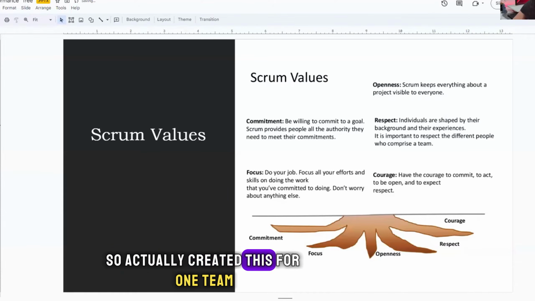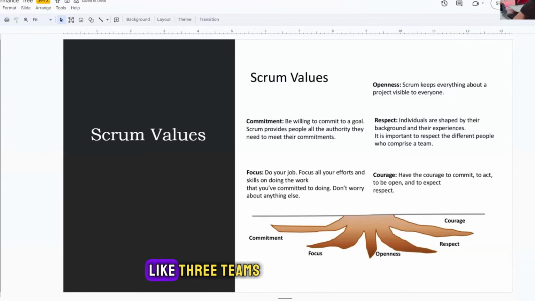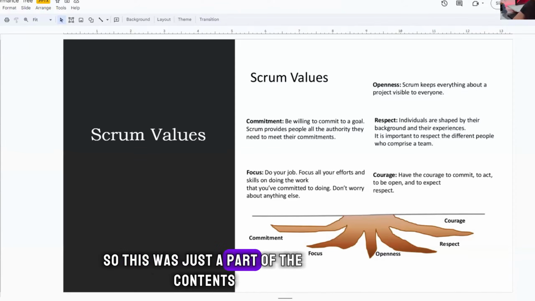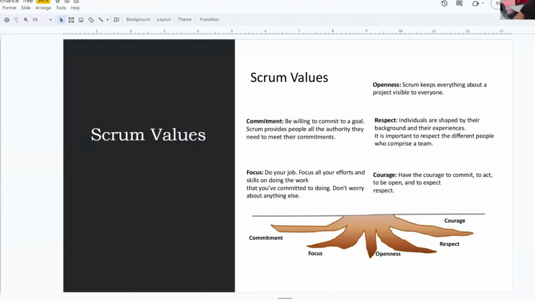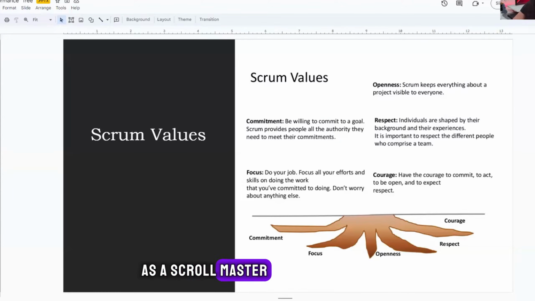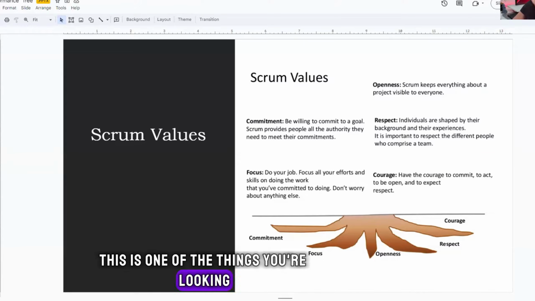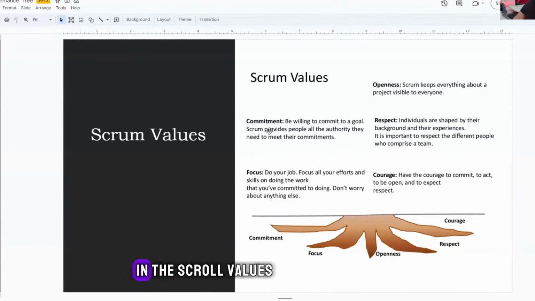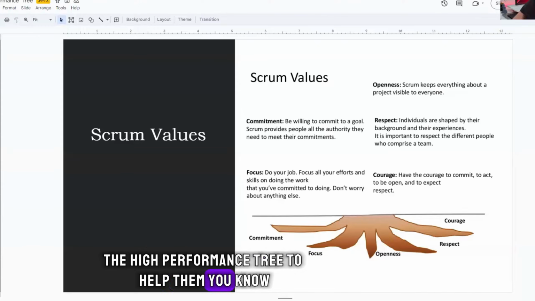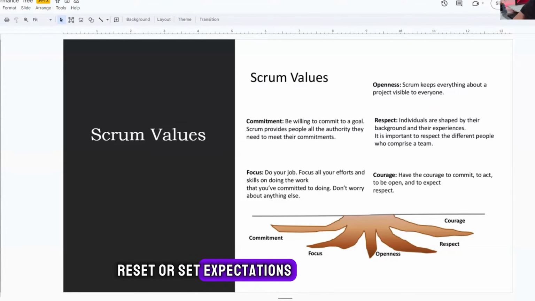So I actually created this for one team, not one team, like 3 teams. We did a workshop, and then I used this to establish these 3 teams as we're in the process of kicking off. So this was just a part of the content for the kickoff session. But this is from a coaching perspective, though, not from a Scrum Master perspective. But yes, as a Scrum Master, when you join your team, this is one of the things you're looking at: if they are rooted in the values, in the Scrum values. If they are not rooted in the Scrum values, then that's a perfect opportunity to leverage the high performance tree to help them reset or set expectations.